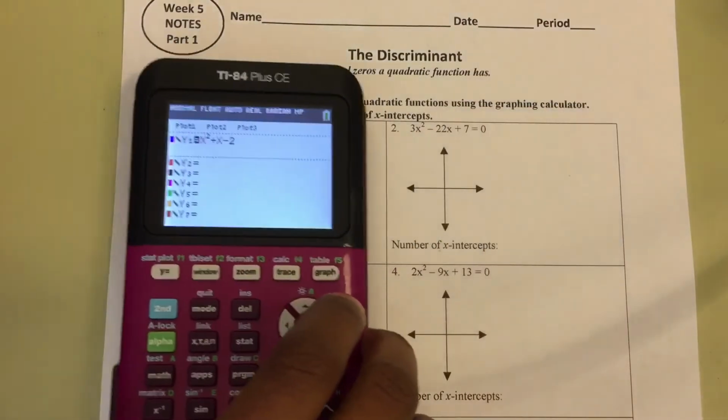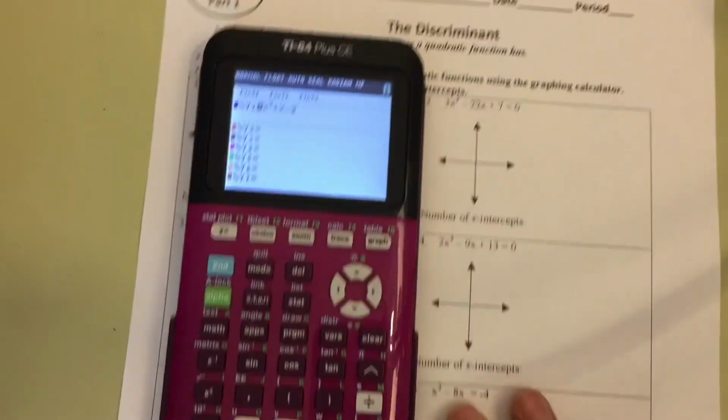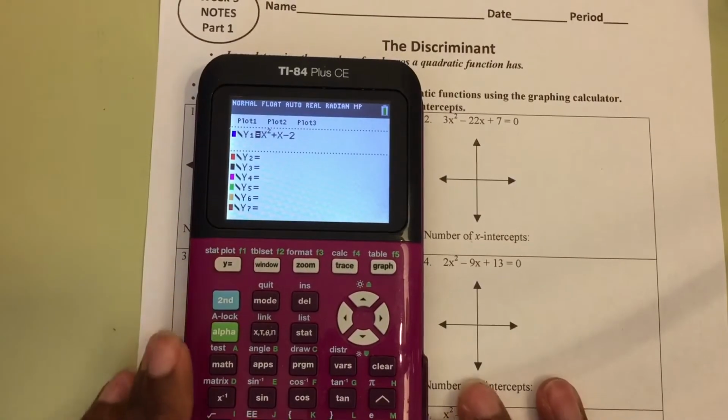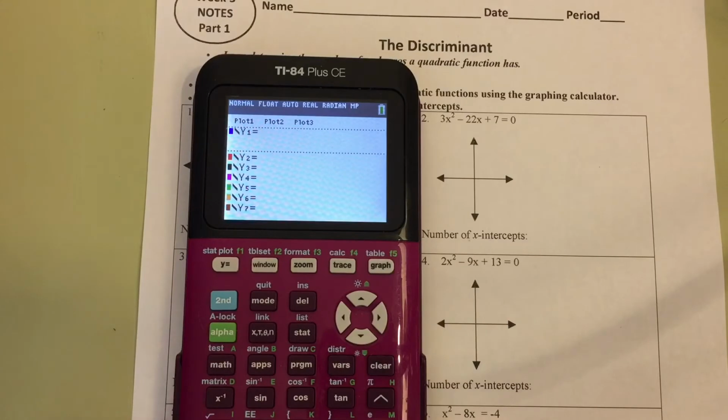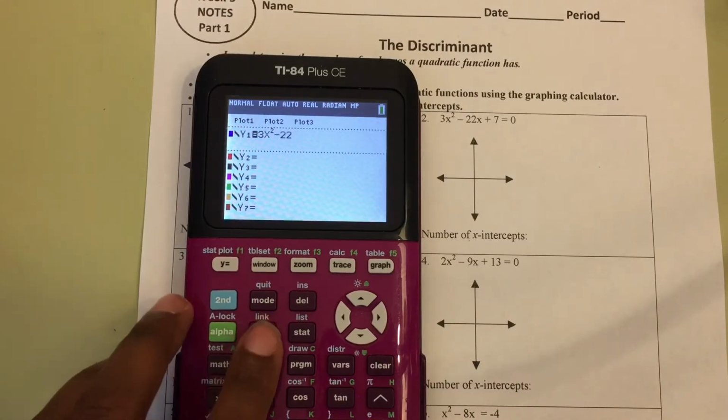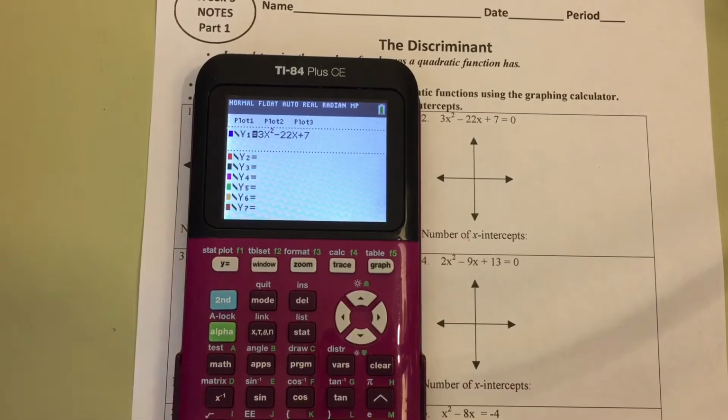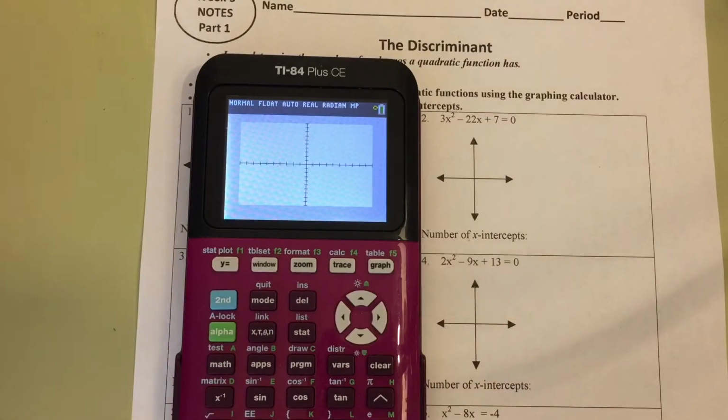So again, I would pause the video real quick, do that all by yourself, then just come back real fast and check them all. But in case you get stuck or you don't have a calculator or you can't get it to work, just follow along with me. So 3x squared minus 22x plus 7. And then we graph.